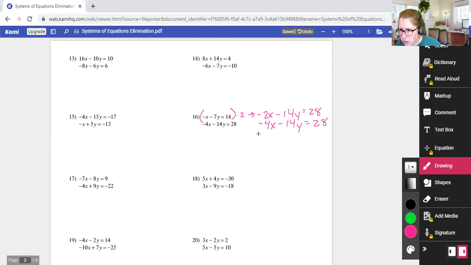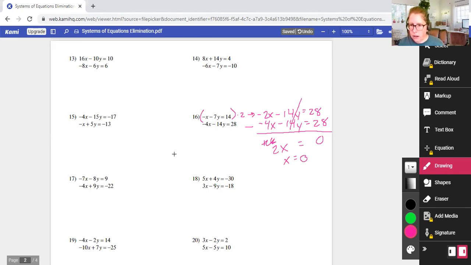All right, looks like this one's going to be interesting. So we end up with negative 14y and negative 14y. So I'm going to subtract so that these guys cancel out. I'm going to get 28 minus 28. And negative 2 minus negative 4x. So that's positive 2x equals 0, therefore x equals 0. And then I would just plug that in to solve for y.